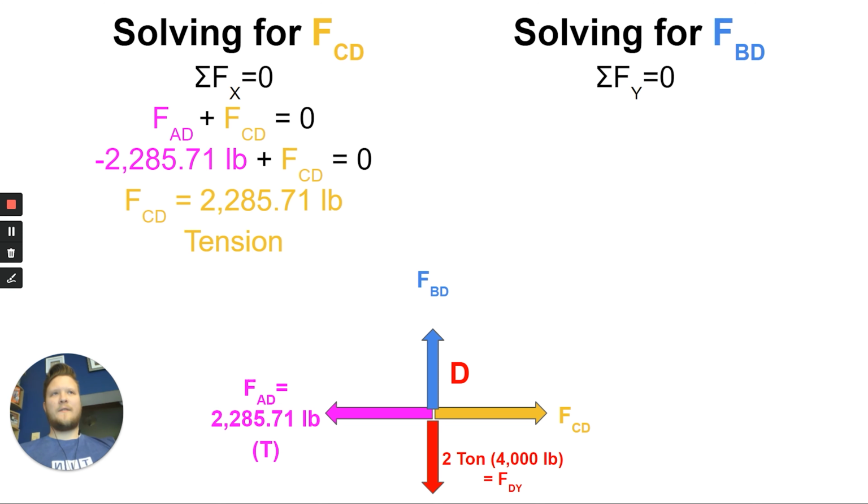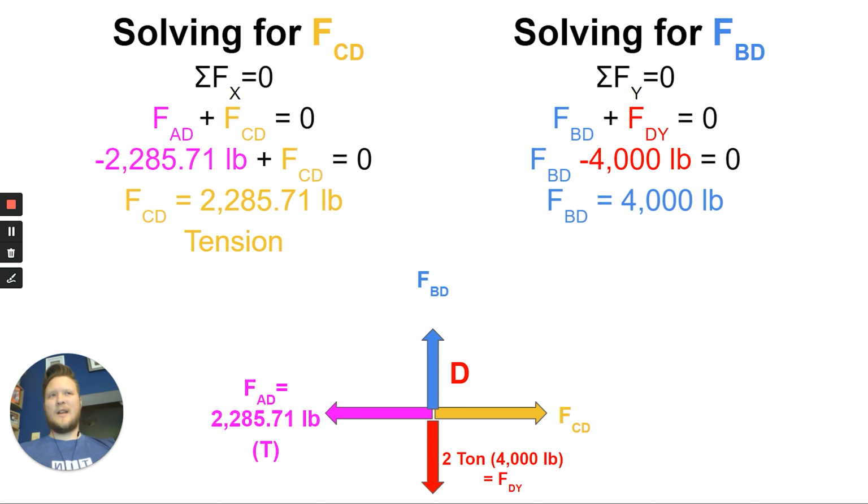And then solving for FBD, sum of the forces in the y direction has to be 0. So FBD plus FDy has to equal 0. We know that FDy is 4,000 pounds, and it is going in the negative y direction, so it has to be negative 4,000 pounds. So move it to the other side, and FBD has to equal 4,000 pounds. So it's in tension because it's positive. Easiest joint in the whole truss.